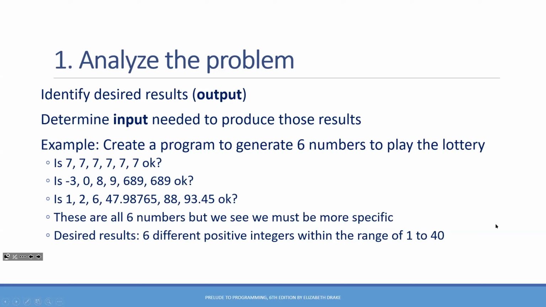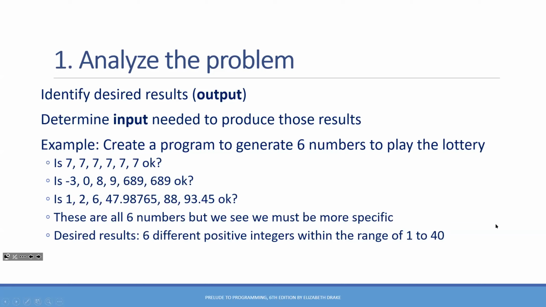What about this one? Here we didn't violate any of those rules. So they had to be whole numbers, right? No decimal parts, and we would never be able to get them. So really, really good job, you guys. They're all numbers. They all work as far as if we were told we need 6 random numbers. They're good. But they didn't tell us the rest of the rules, right?